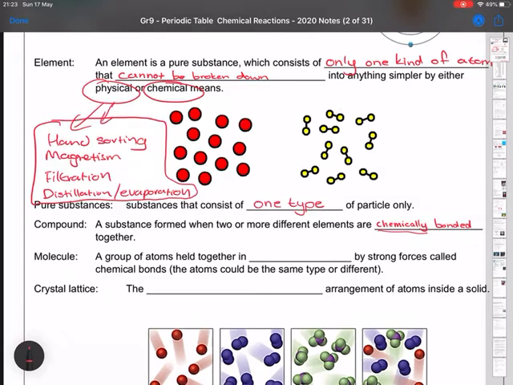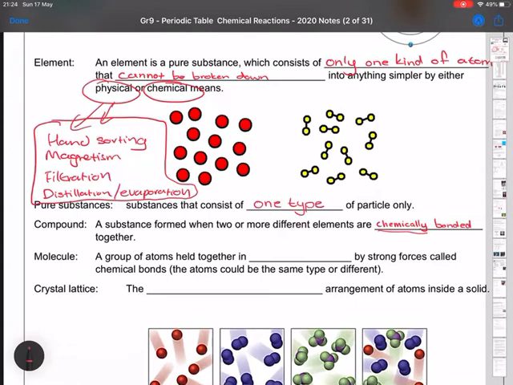So distillation is where you boil a mixture of two different liquids. The one with a lower boiling point would start boiling first. Or evaporation: if you had a mixture, say, of salt and water, you could heat it, the water would evaporate off, and you'd be left with just the salt behind. So no chemical reaction took place there.